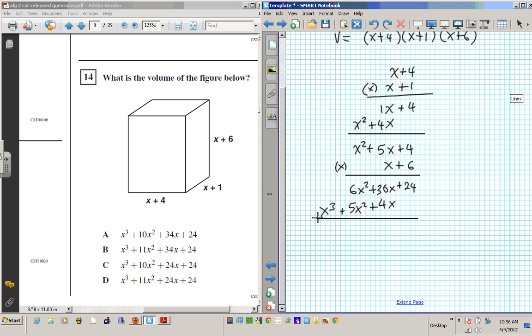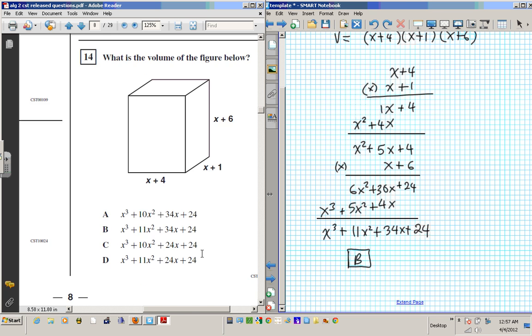When you add everything down, you're going to have x to the third plus 11x squared plus 34x plus 24. So which one matches? This one is the answer, B. Let's make sure: 11, 34, 24. It looks like B. So the answer is B. So there you have it. Let's move on to question number 15.